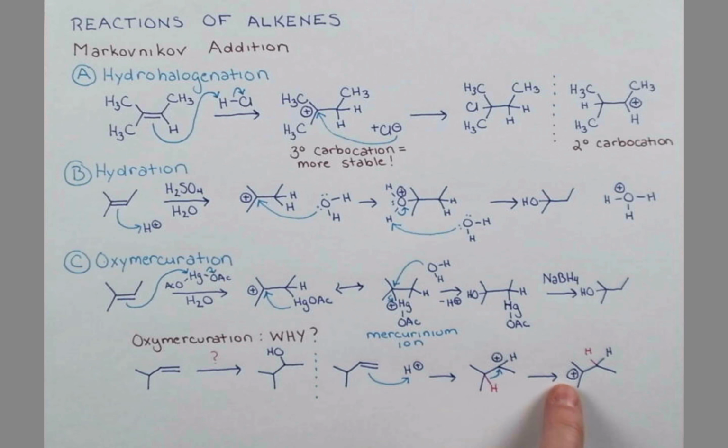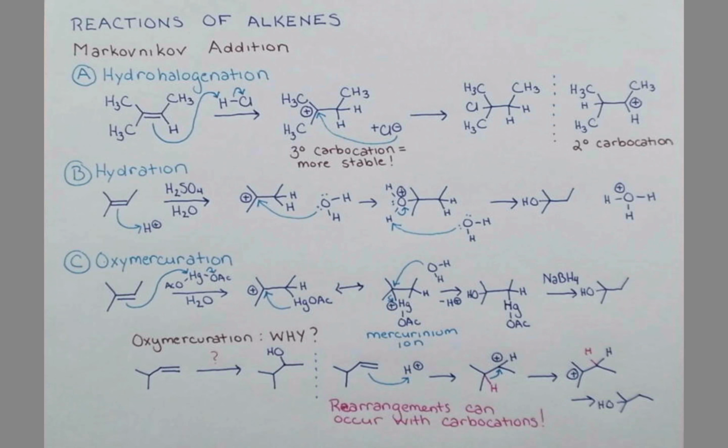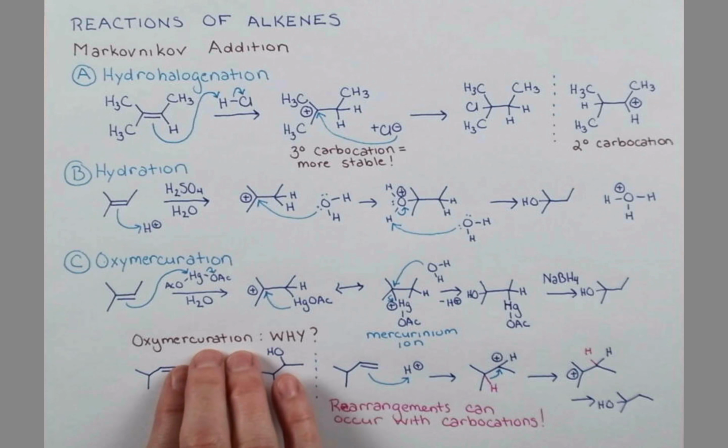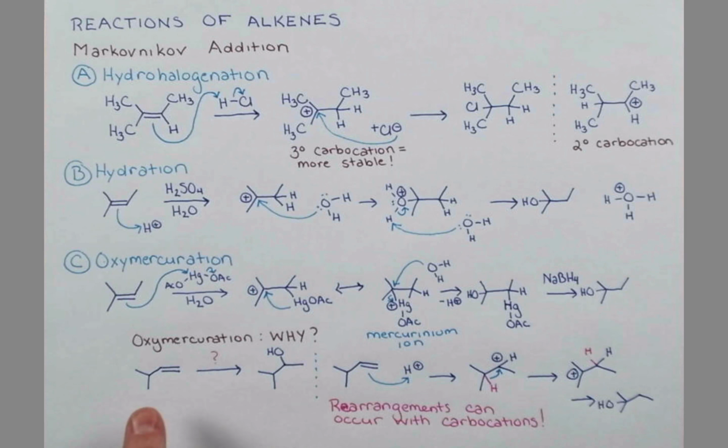So now water attacks here at the carbocation. We lose a proton, and the product that we get from this reaction is this. So we just wanted to add water across this double bond. It looks so simple, but we had this complicating rearrangement reaction. So getting back to this question, why oxymercuration? It'll actually make this reaction go with the regiochemistry that we wanted.